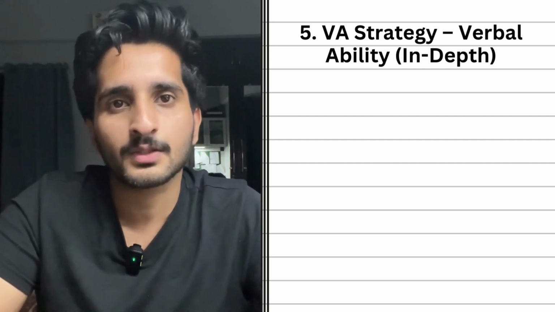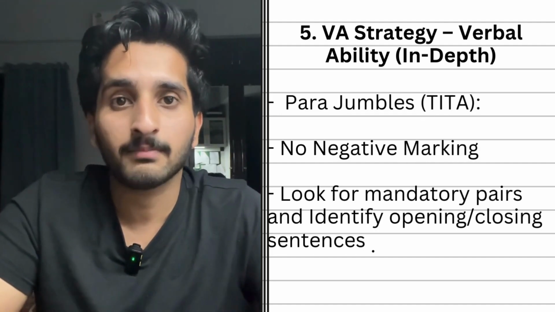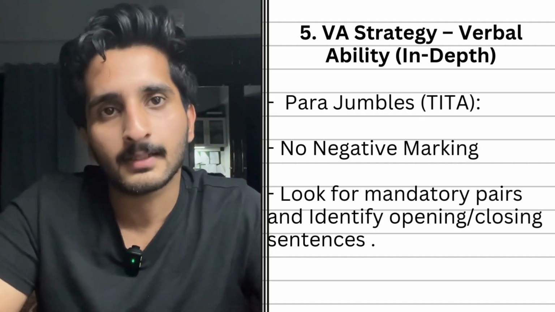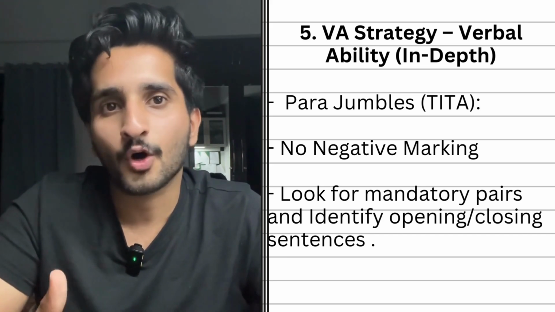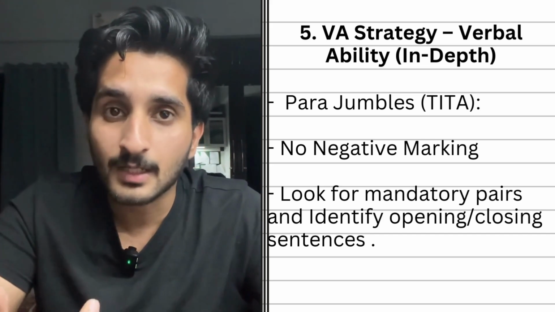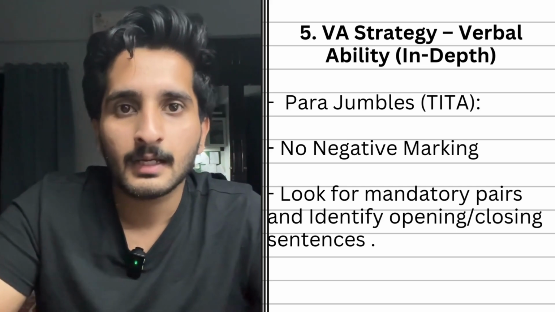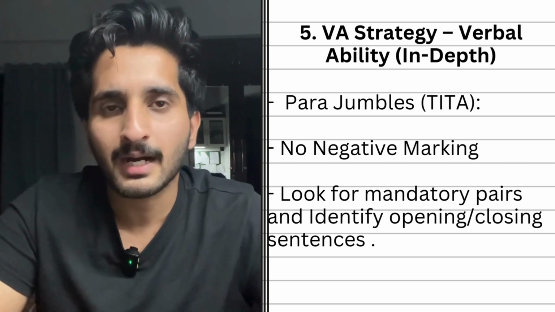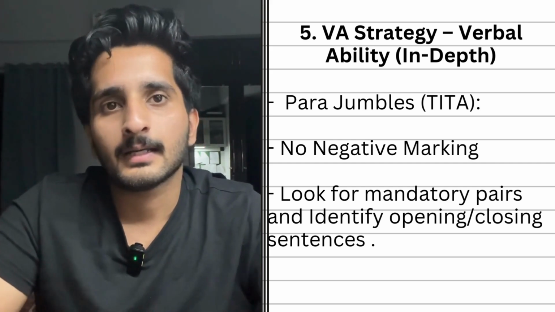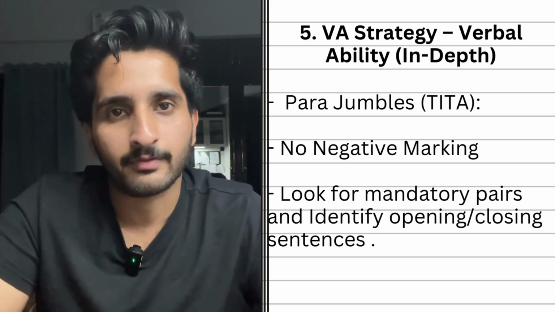So the type of questions would be, first, para jumbles. They have no negative marking, so you should attempt them very confidently. Now, strategy would be to look for mandatory pairs. Example, cause and effect pair or time sequence pairs. Identify opening and closing sentences. And once that is done, use words like however, thus, but to guide your flow. Now, practice 2 to 3 sets every alternate day. That should be more than enough.